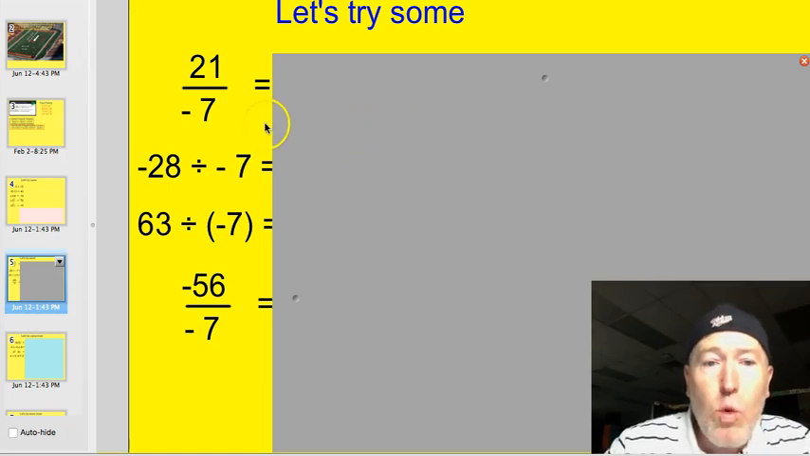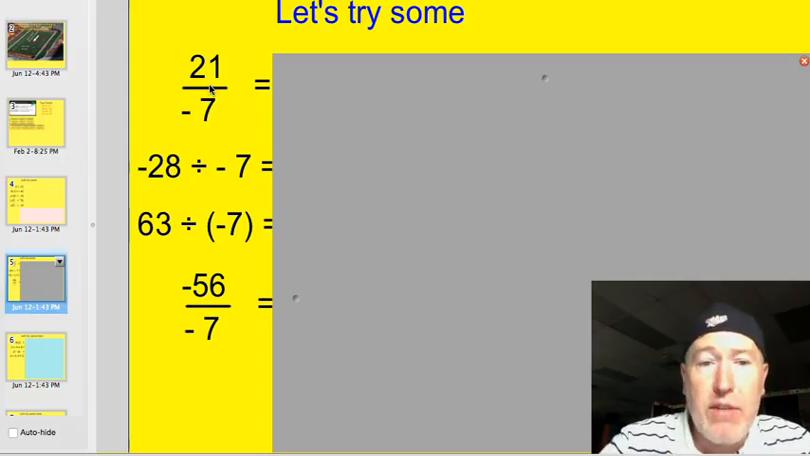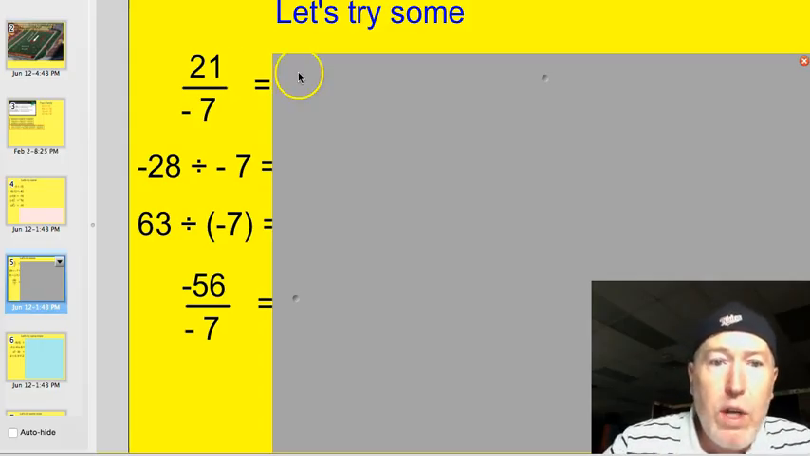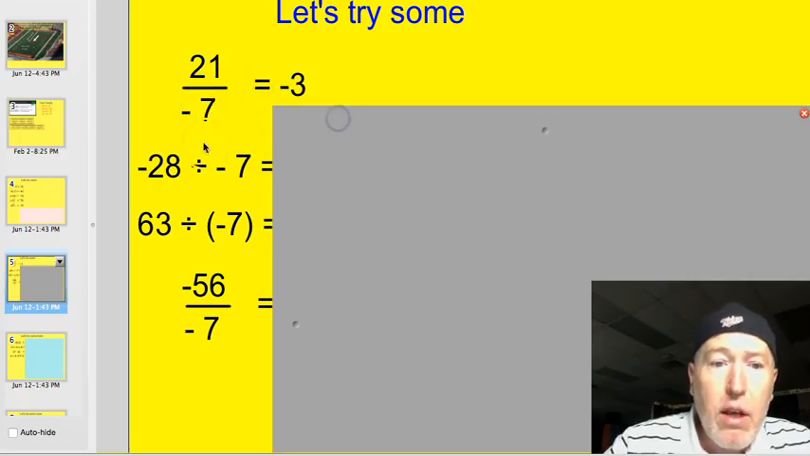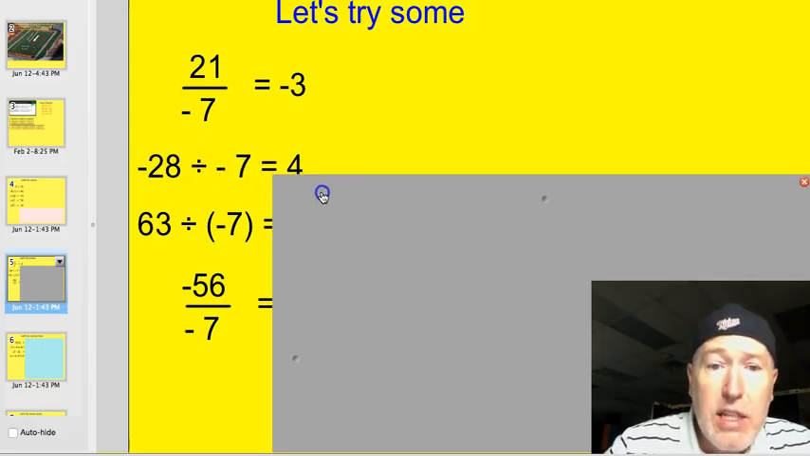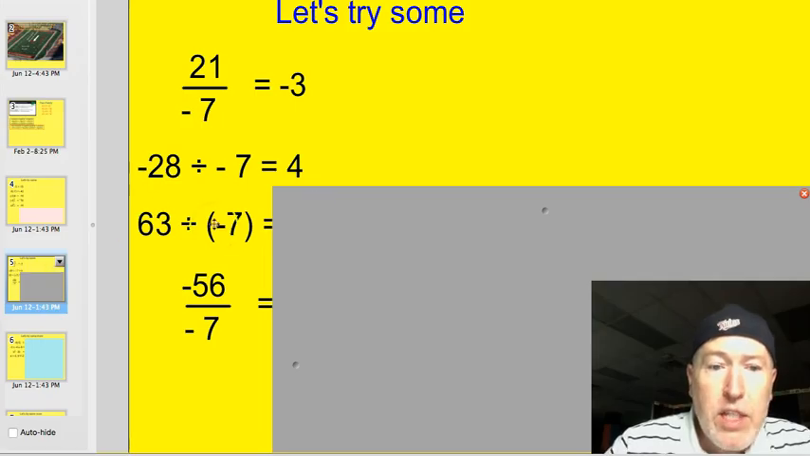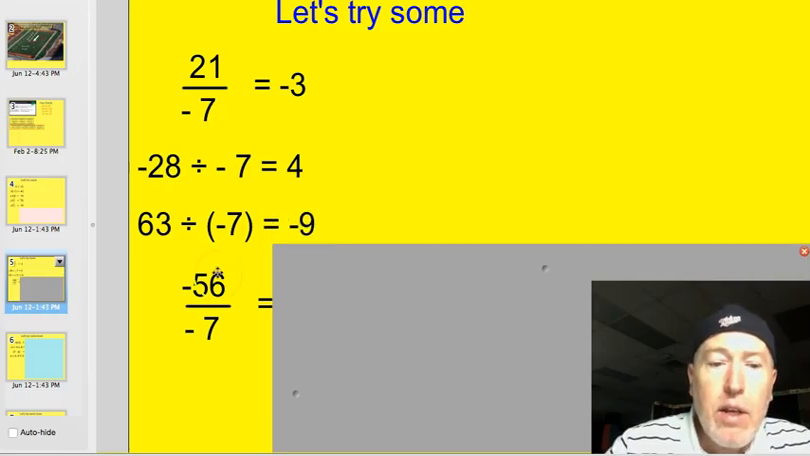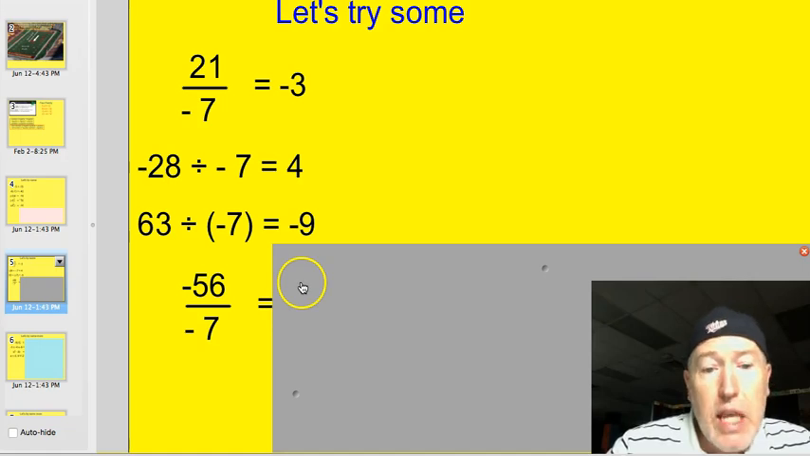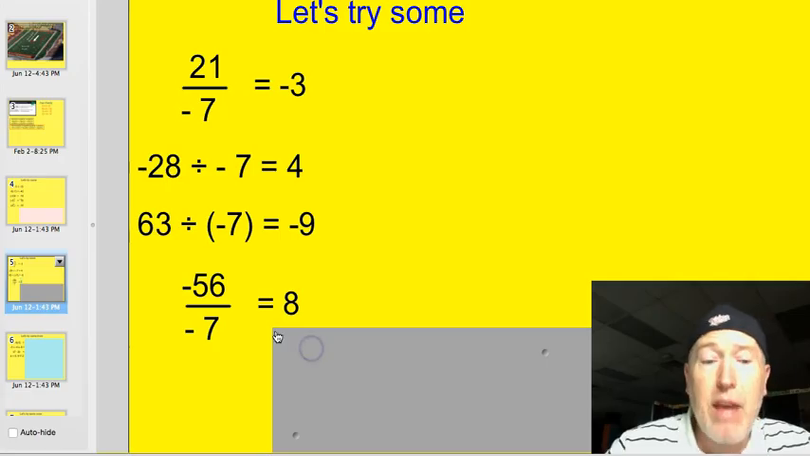All right, let's look at some quotients. 21 divided by 7. Again, I don't pay attention to the negative symbols at first. I do the problem. 21 divided by 7 is 3. I've got 1 negative symbol, so it's a negative 3. 28 divided by 7 is 4. I've got 2 negatives, so that's going to be a positive quotient, a 4. 63 divided by 7, well, that's 9, and there's 1 negative symbol, an odd number, that's going to be negative 9. 56 divided by 7, well, that's 8, and there's 2 or an even number of negative symbols, so that's going to be a positive 8.